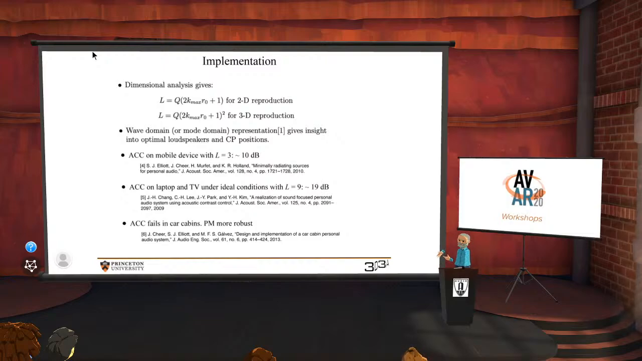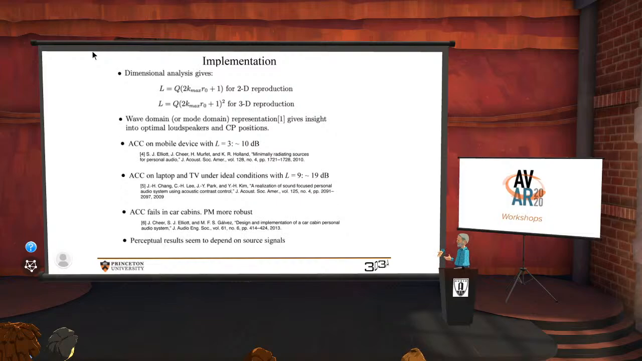So imagine the application in a car cabin. Imagine you are with someone, you're on a long trip, you want to listen to different music. You want ideally the contrast to be about 15, if not 20 dB between the 2 spots, especially if you want silence. If you want to create one zone that's a silent zone, you want at least 20 dB to relax. And ACC falls apart. However, the pressure matching zone shows quite a bit of robustness in these environments.